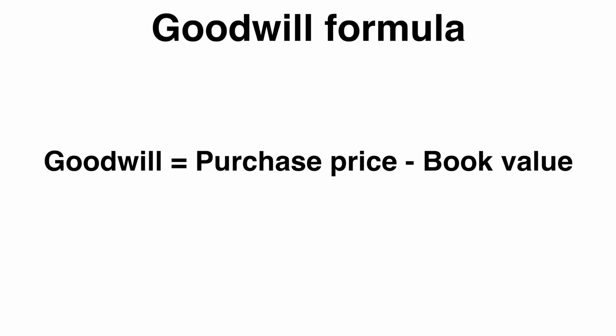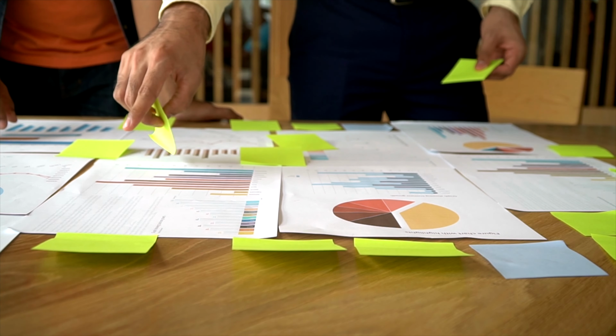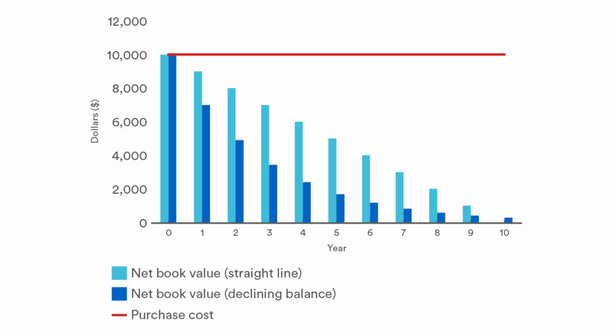The formula for calculating goodwill is fairly simple in principle. Just deduct the book value from the purchase price. But it can be quite complex and costly in practice. So many companies will just amortize goodwill like other intangible assets annually over a number of years.